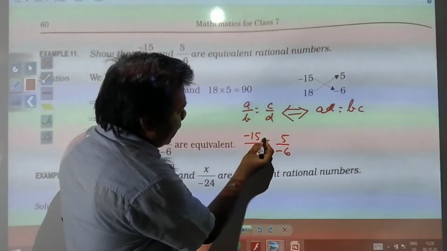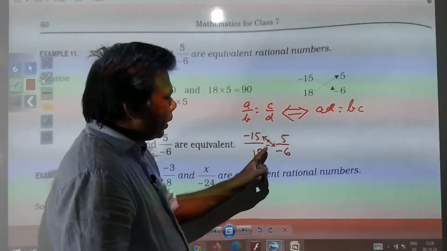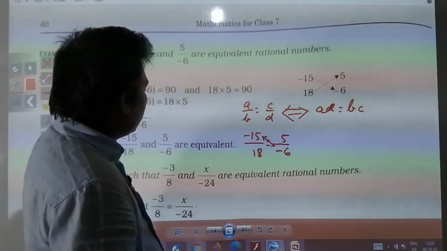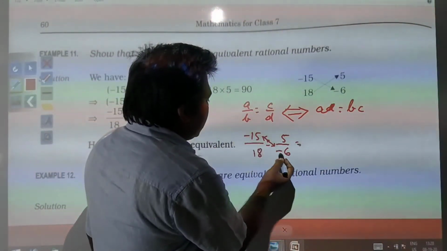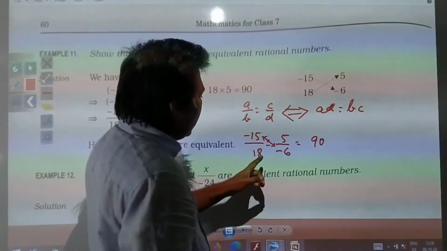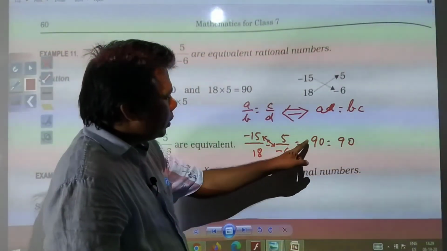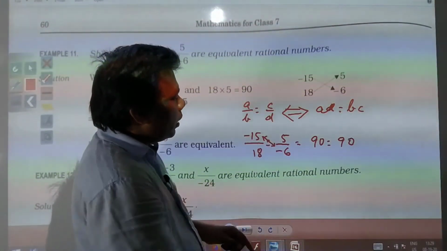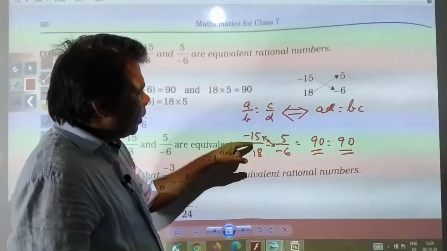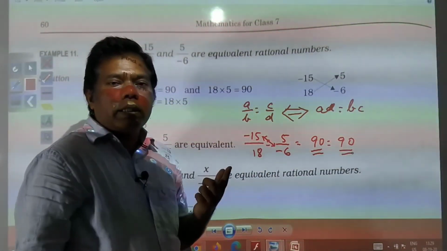So you need to see, if you are multiplying these two, is coming to the equal to product of 18 and 5, then both will be equivalent rational number. So here you see 15 6 ja 90 and 18 5 ja 90. Here you see minus into minus is equal to plus, and here already positive numbers you had. So if you are getting these both equal, it means this shows a by b is equal to c by d, and hence both will be equivalent rational numbers.